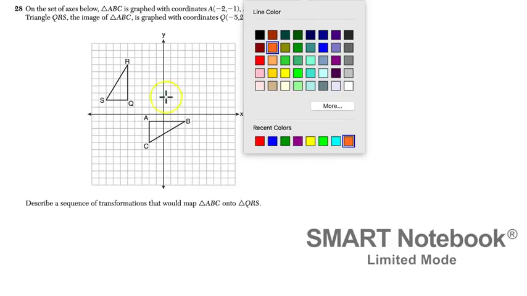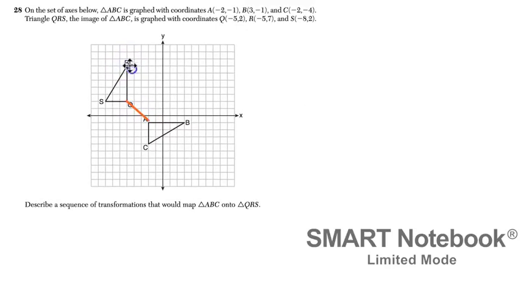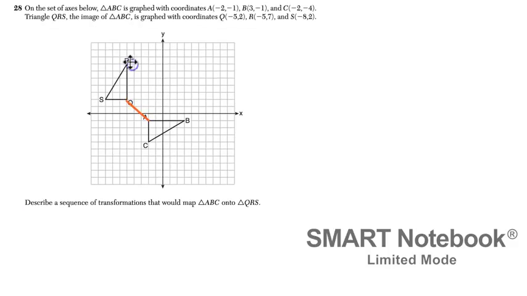So what does that look like? If I connect point Q to point A, then the line of reflection has to be the perpendicular bisector of that segment. And same with if I connected R to B, there we go, then the line of reflection needs to be the perpendicular bisector of that segment. So I'm going to try to use that.